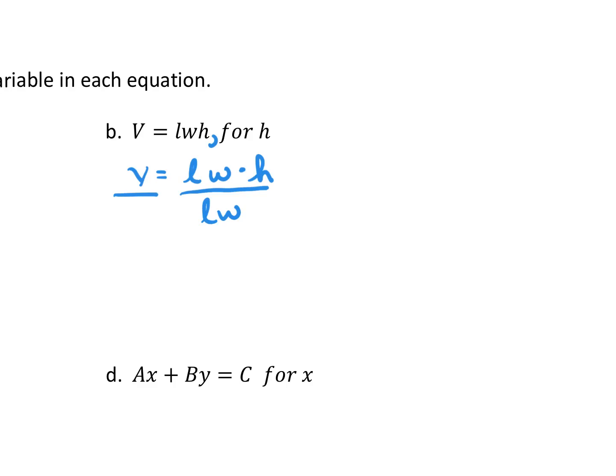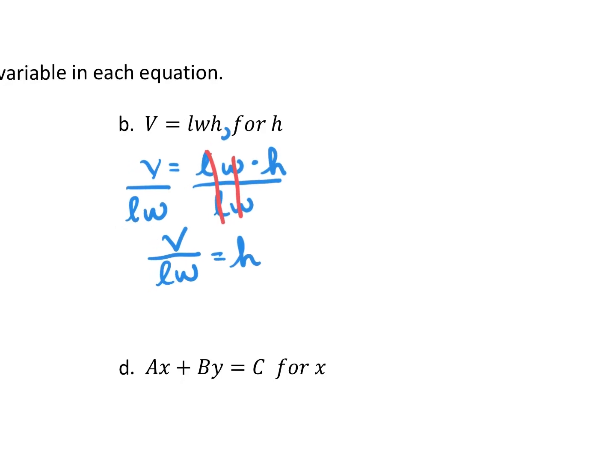We do the same thing on the left. My L's cancel, my W's cancel on the right, and I am just left with H. And on the left, we have V over L W. Since H is by itself, we are done. All right, let's look at some other examples.